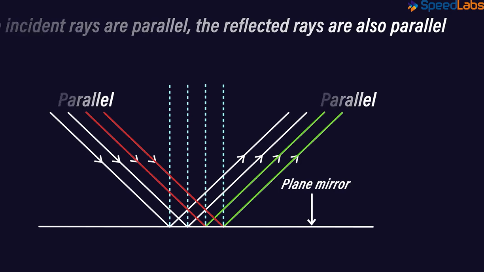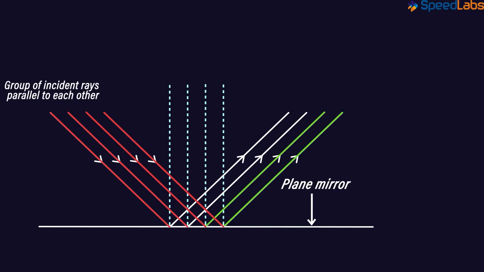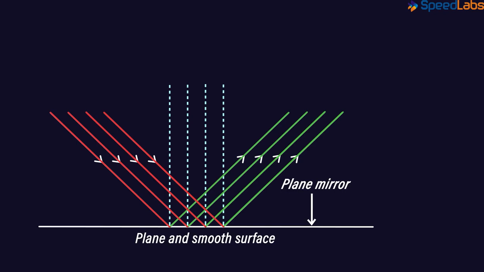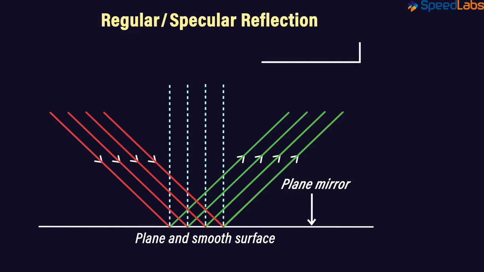We can think of incident rays here as a bundle or group of rays parallel to each other. Reflected rays are also traveling in a group. So we can say that when a group of rays parallel to each other is incident on a plane and smooth surface like a plane mirror, then each ray in the group gets reflected and all the reflected rays also travel together in the group parallel to each other. But note that this is only in the case of a plane and a smooth surface. This is not the case for irregular surfaces, as we will see soon. The above reflection of light from a plane mirror is called regular or specular reflection. Here is how we define it.